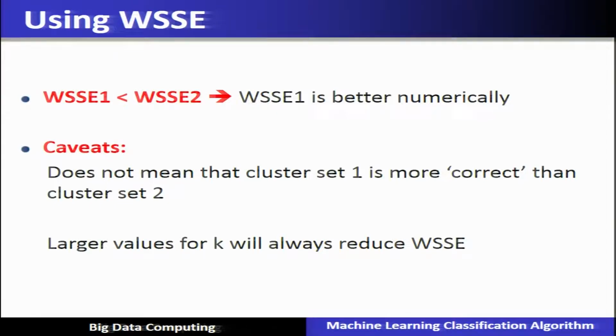Now we can say that one clustering has WSSE1 and another clustering has WSSE2. If we compare these two values, and if WSSE1 is less than WSSE2, then WSSE1 is numerically better. And this does not mean that clustering 1 is more correct than clustering 2. Larger values of k will always reduce the value of WSSE. Therefore, the value of k which we fix will also have an implication on WSSE.